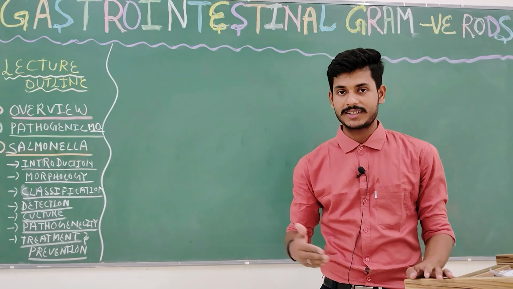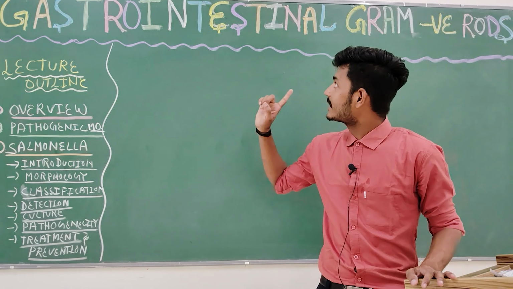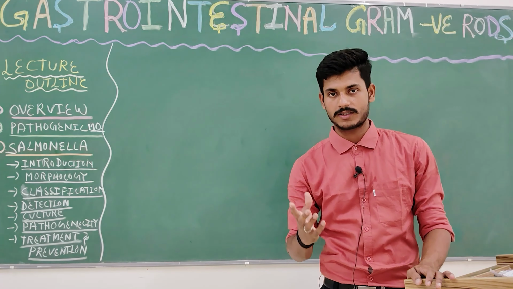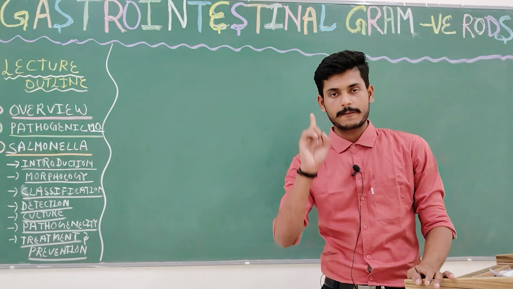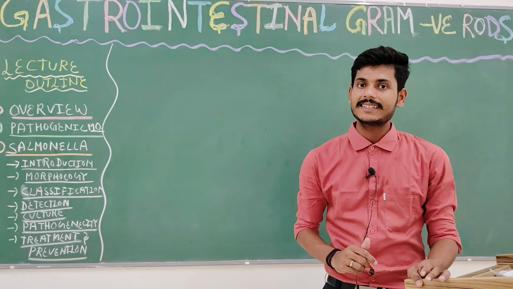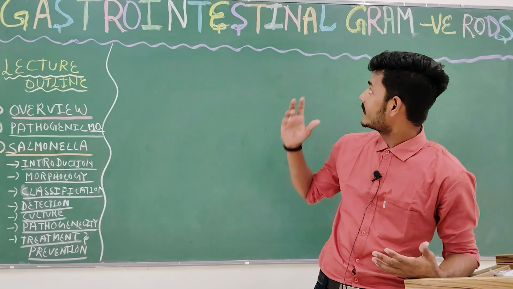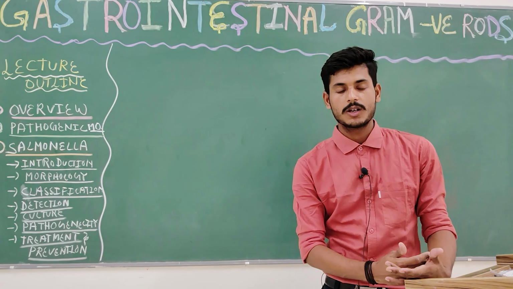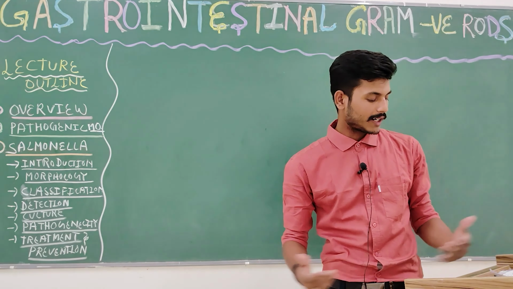Okay, if we talk about the gastrointestinal diseases, then these gram negative rods are the most prevalent disease-causing organisms inside the gastrointestinal tract. Well, this is one thing. The second thing is, these gram negative rods are basically facultative anaerobes. What do I mean by facultative anaerobes? Facultative anaerobes means they can survive in both environments. If there is the presence of oxygen, they can survive. If there is no presence of oxygen, meaning the anaerobic condition, they will also survive. They are the facultative anaerobes.